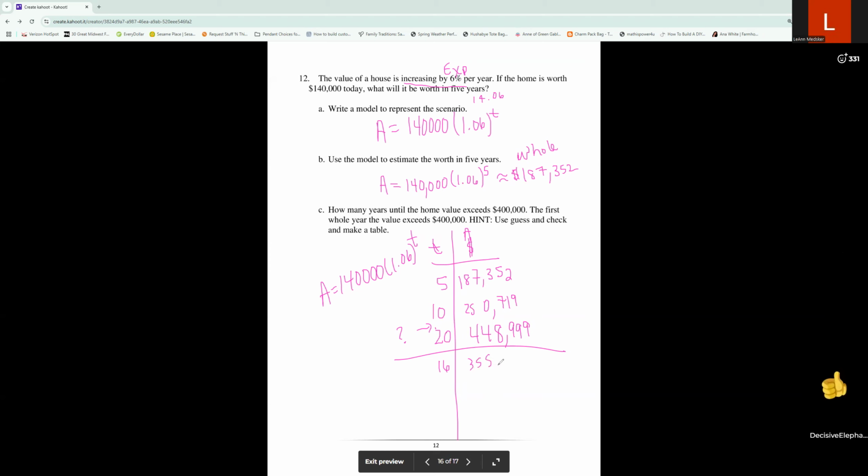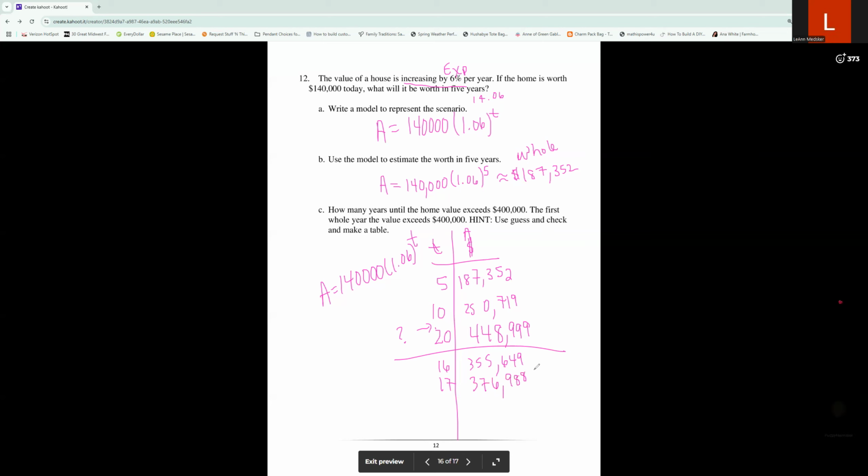This is 355,649. So I'm just doing these calculations on my calculator. So maybe we'll go up to 17, see if we cross the 400,000. So we got 1.06 raised to the 17th, times that by 140,000. That's going to be 376,988.